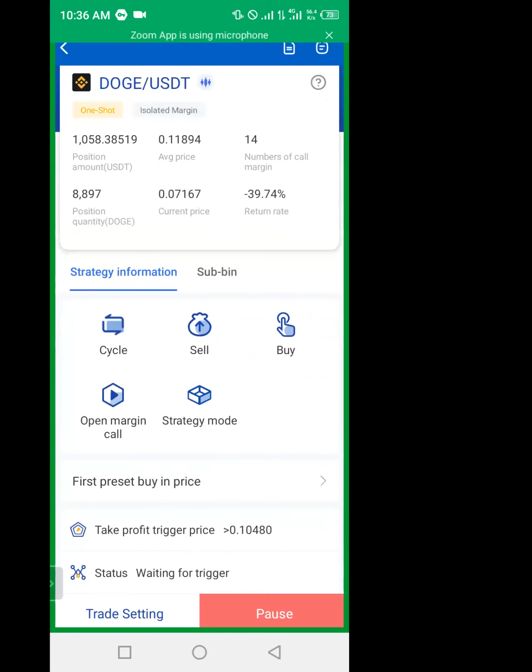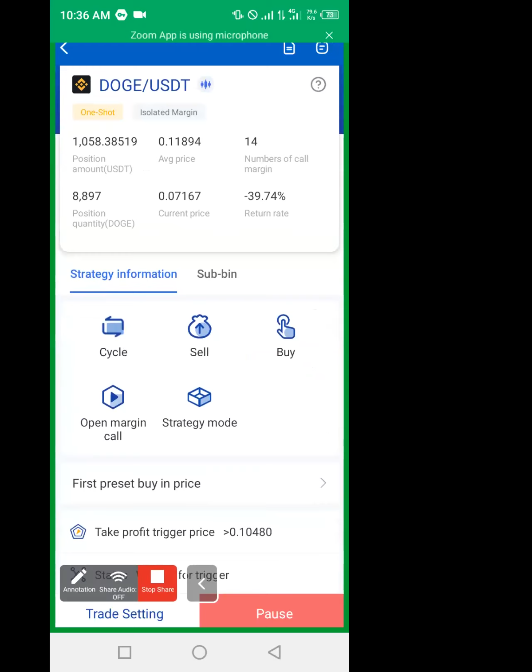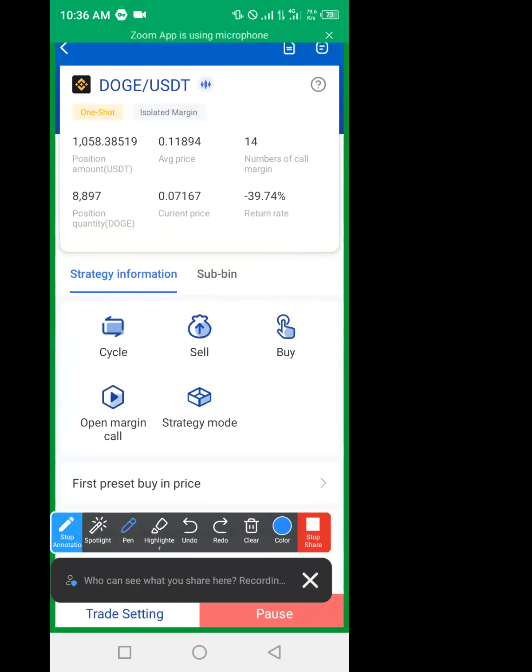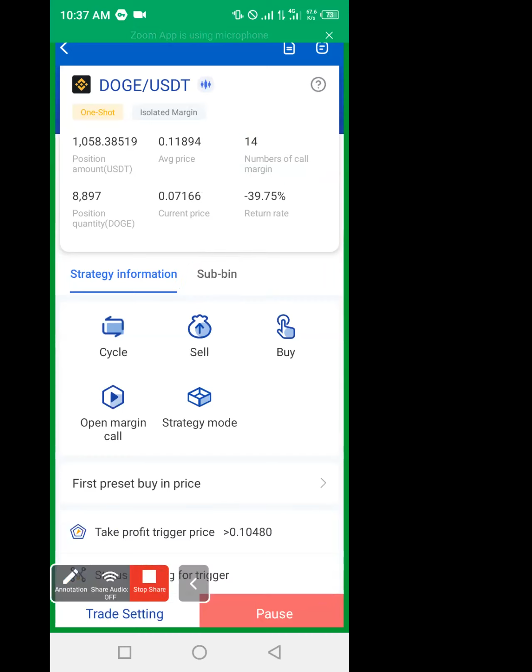Now, when I look at this trade, it bought 14 margin calls. If I want to know each margin call, at what price it was bought and how much money is in that margin call, where are you going to go? Go to sub-bin. Sub-bin is going to show you the margin calls from the 5th to the 14th. And when we click there, we are going to see.